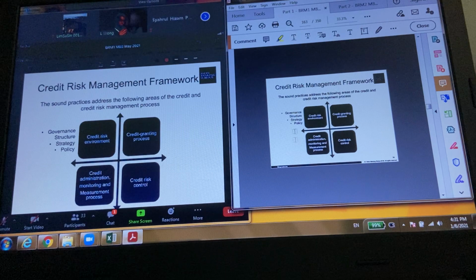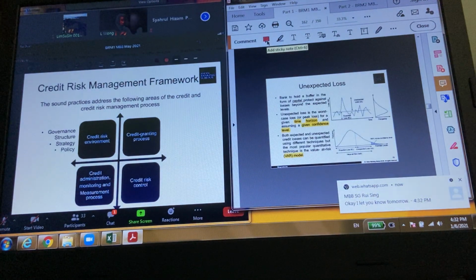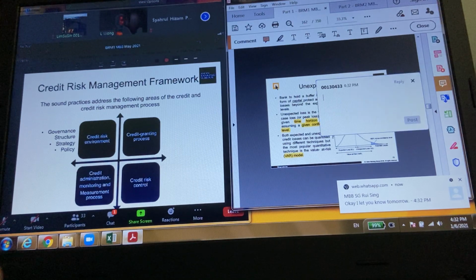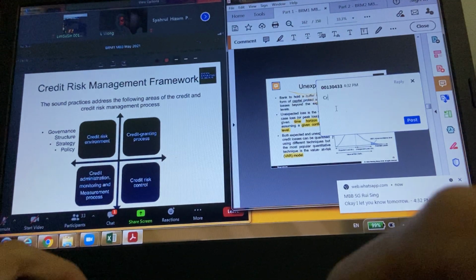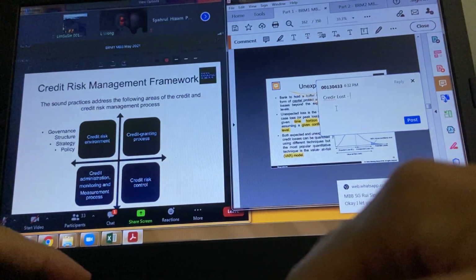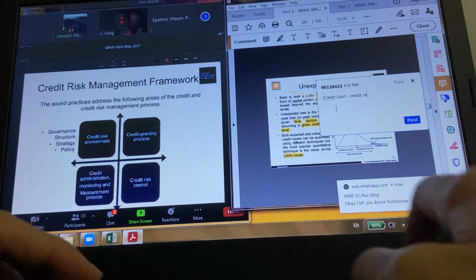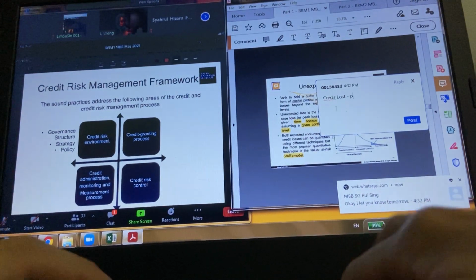Okay, right. So let's wrap it up. So far, what we have done is talk about the meaning of credit loss, right? The three factors: credit loss can be due to failure to comply with conditions, potential exposure, and potential losses. These are the three.